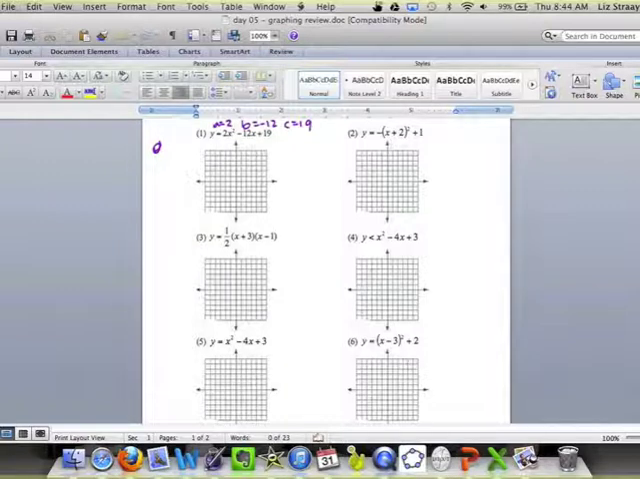To be able to graph in standard form, your first step is to do x is equal to negative b over 2a. That gives us the x value of our vertex. So that would be negative 12 divided by 2 times 2, which gives us that x is 3.